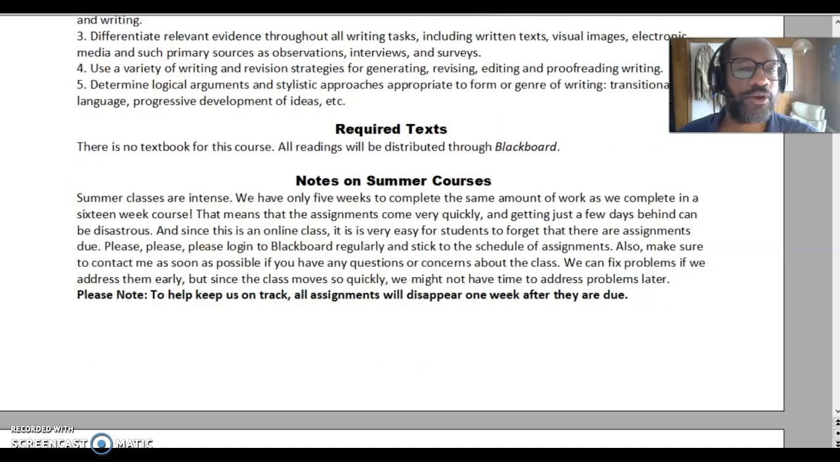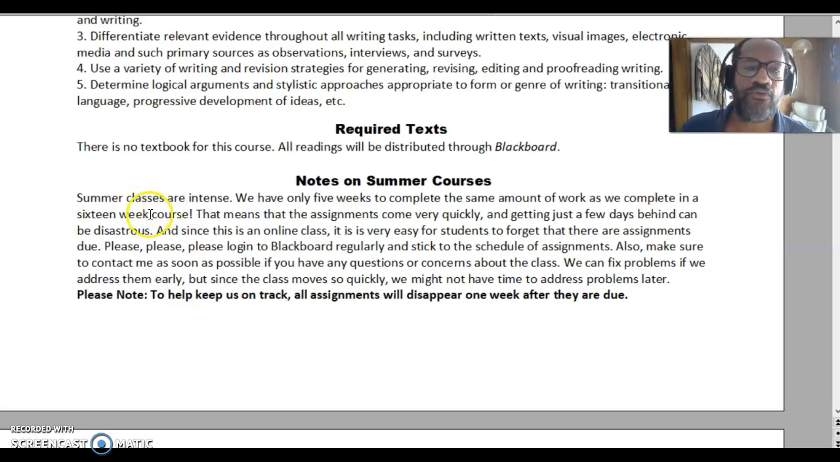As I say here, summer classes are intense. We have only 5 weeks to complete the same amount of work as we complete in a 16-week course. That is important to keep in mind. This is the same amount of work, right? This is what I have my classes doing. If we start in late January and go on to May, it's the same thing. I took that same schedule and I just squashed it down to 5 weeks.